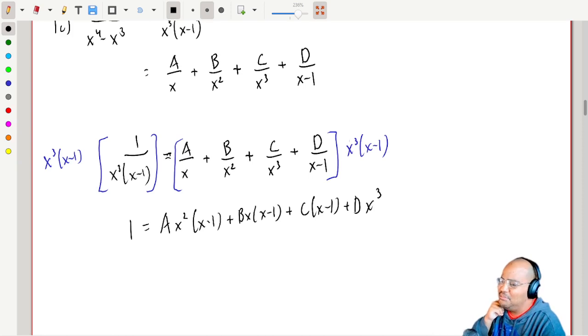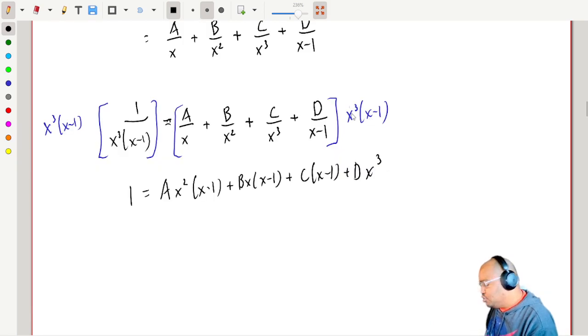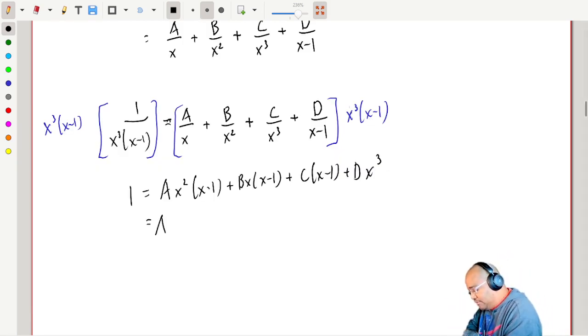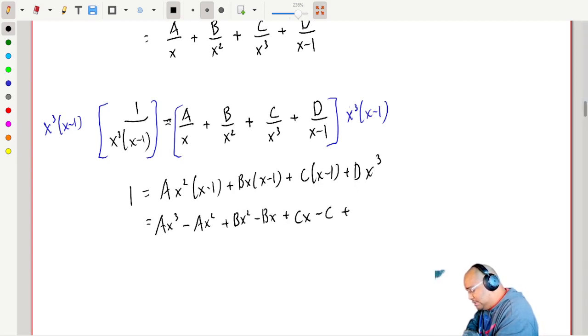I think this is a good time to demonstrate the second way of doing these partial fractions decompositions, which is just by setting up a system of linear equations. So I'm going to continue to multiply the rest of this out. We have ax cubed minus ax squared plus bx squared minus bx plus cx minus c plus dx cubed.